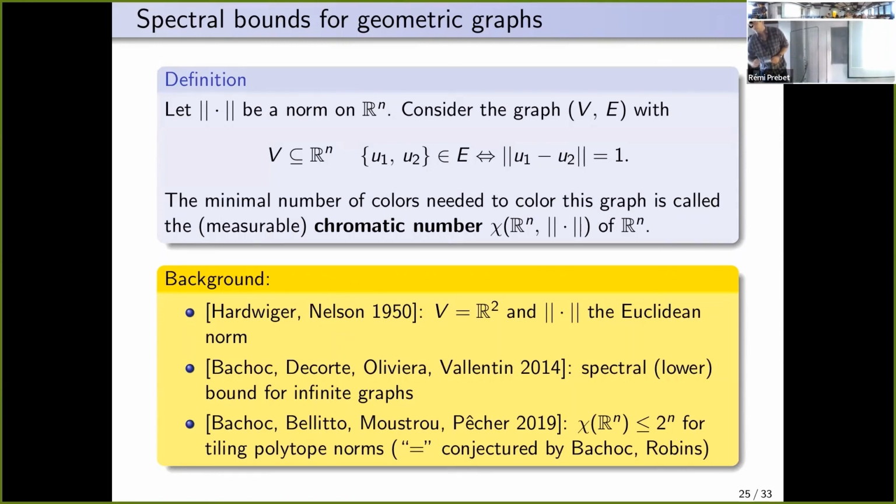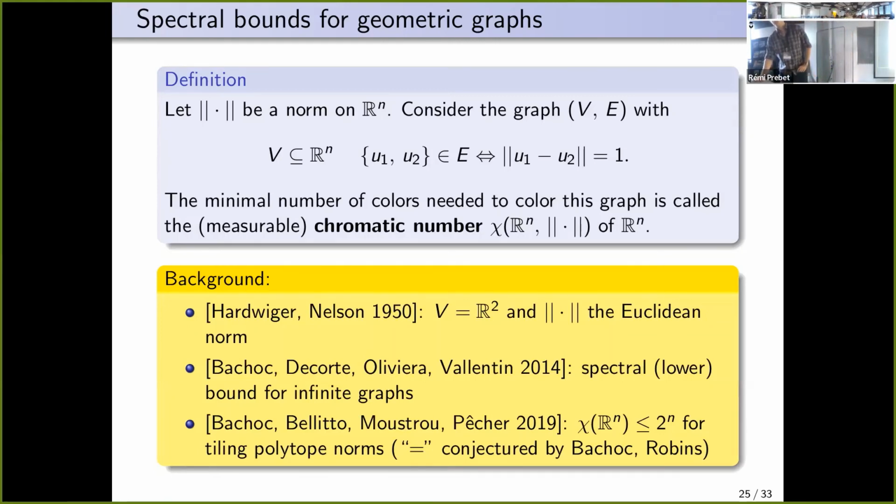And this problem was considered quite a long time ago by Hadwiger and Nelson, who asked essentially this problem for the two-dimensional space with the Euclidean norm. And the funny thing is that this problem is not solved yet.